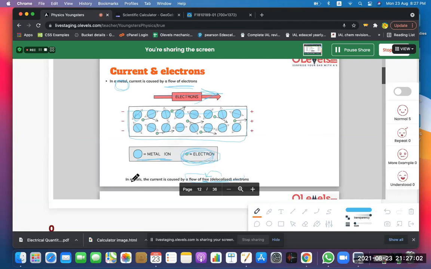So in metals only, the current is caused by free electrons. That's why metals conduct electricity, because they have free electrons. There's a flow of free electrons in the metals, and that's why the metals conduct electricity.